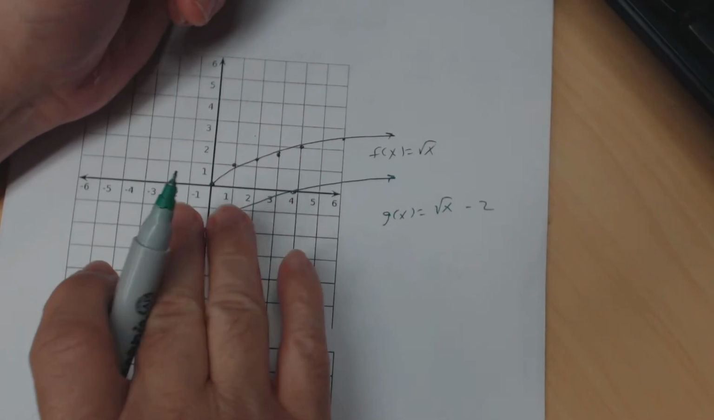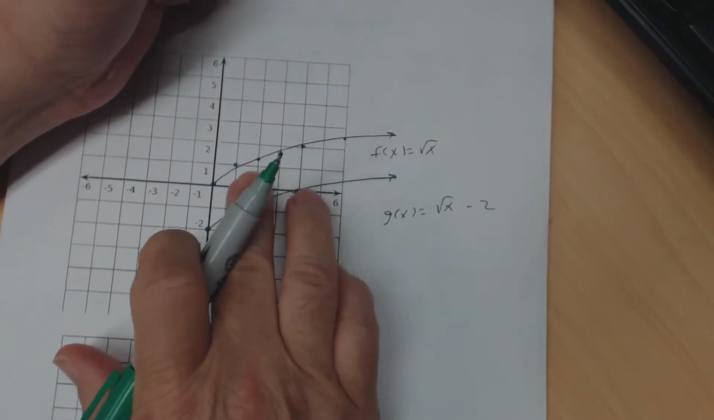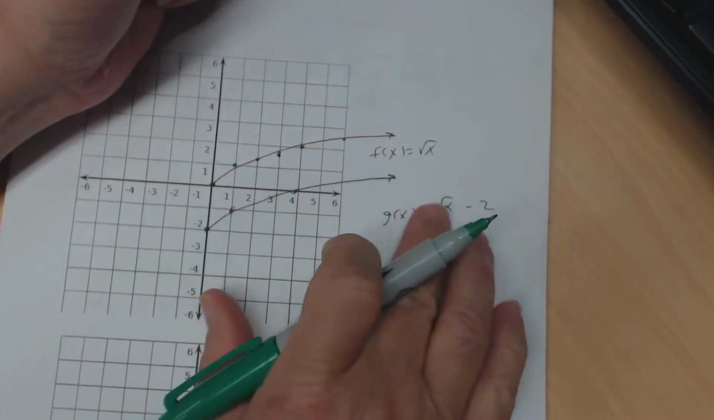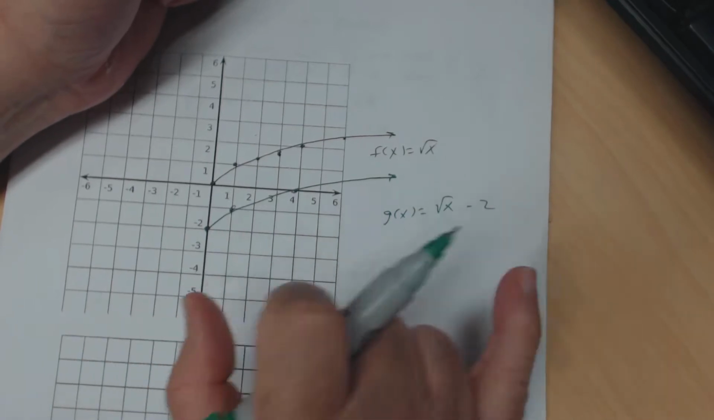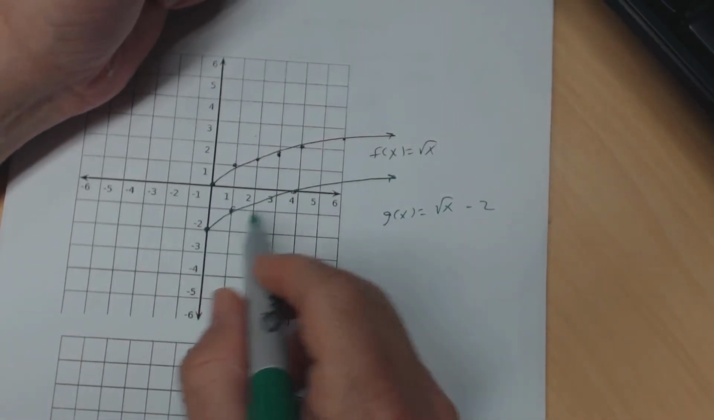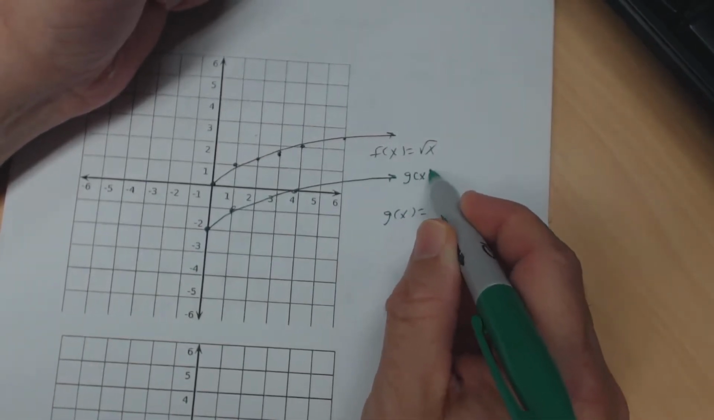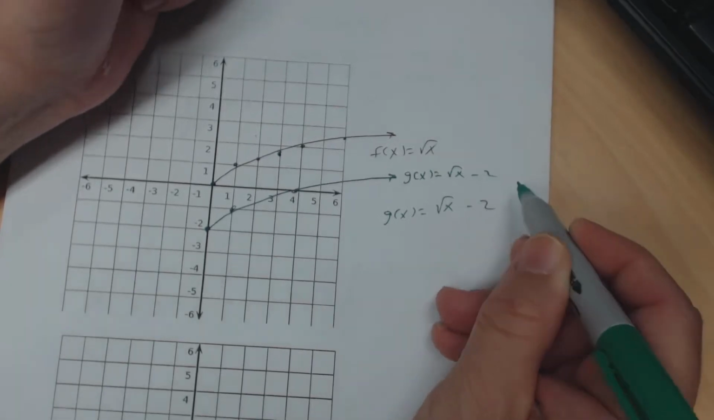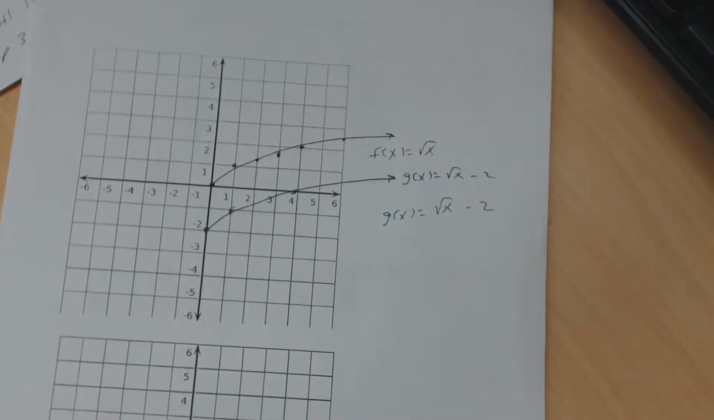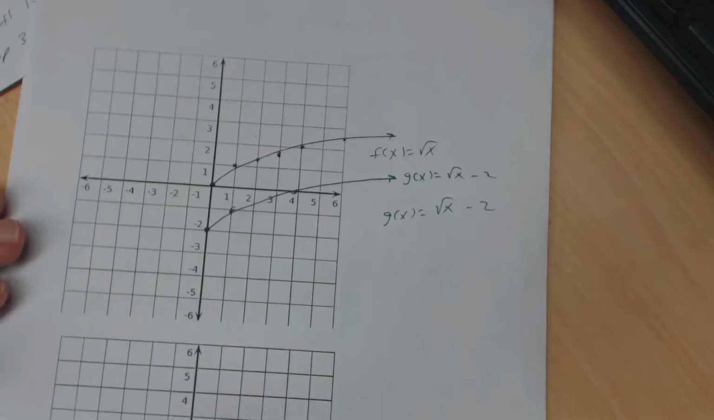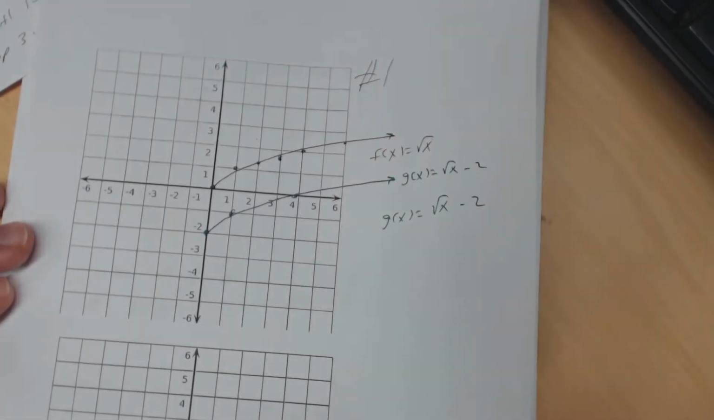So this is what it would look like on a worksheet. So you'd have the parent function, and that was only one translation you had to do. It had to be a vertical shift. So you do it, and then you say this is g of x. So g of x equals the square root of x minus 2. Okay, so that was that one. All right, so this is number 1. Let's look at number 2.